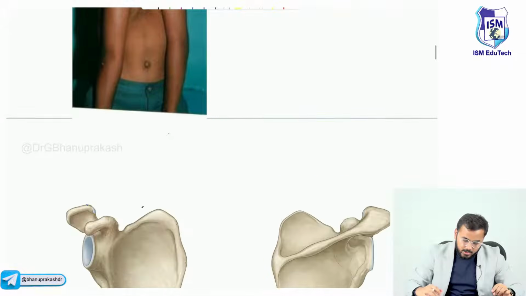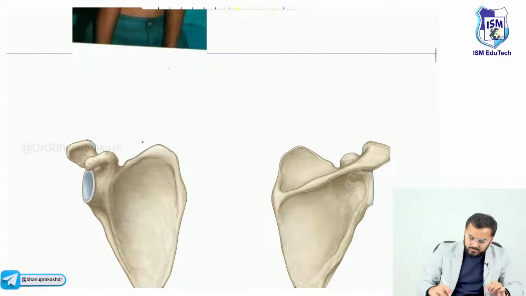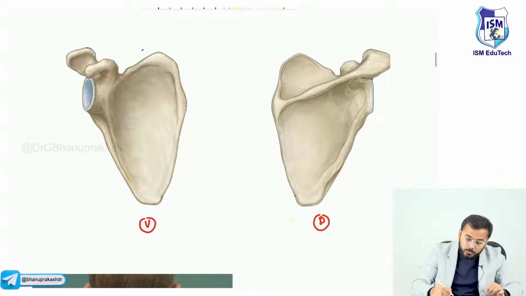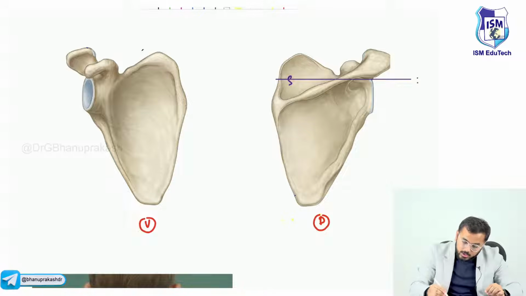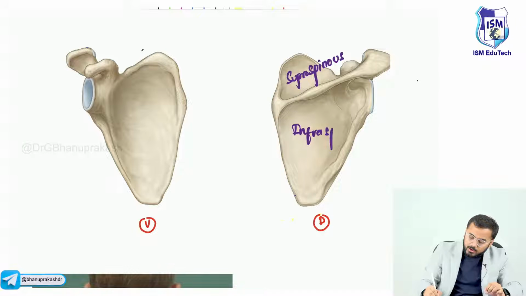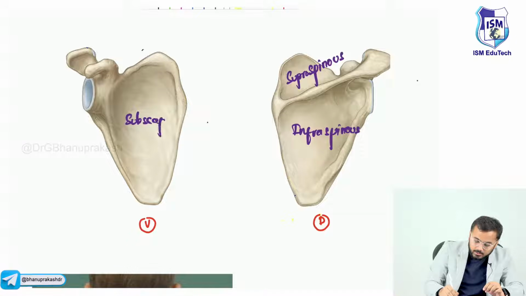Now if you look at this, this is a scapula. This is the dorsal view of the scapula and this is the ventral view. In the dorsal view, I told you two important things. This part over here is called the supraspinous fossa, or I can also call it the suprascapular fossa, and this is called the infraspinous fossa, and here this is called the subscapular fossa.